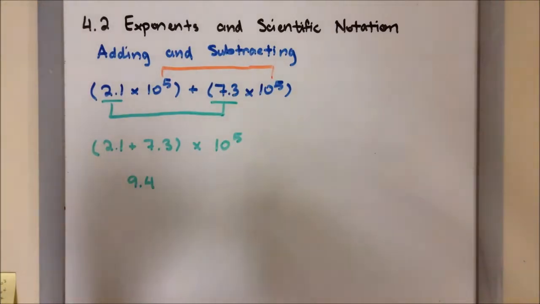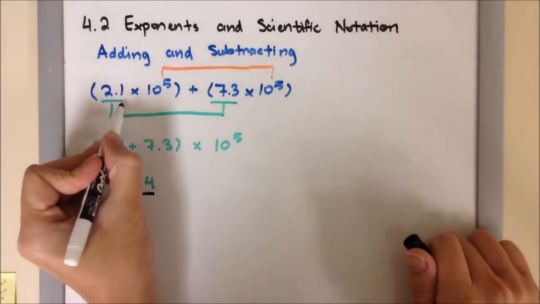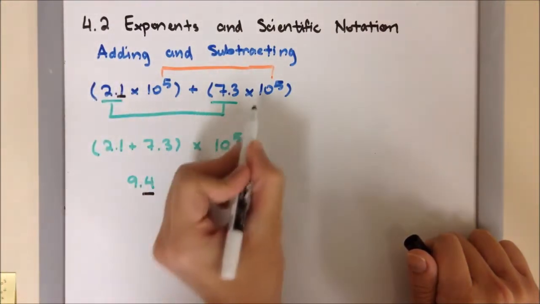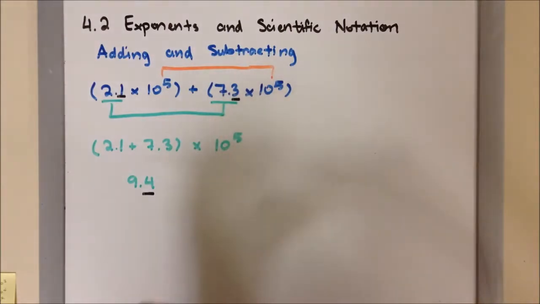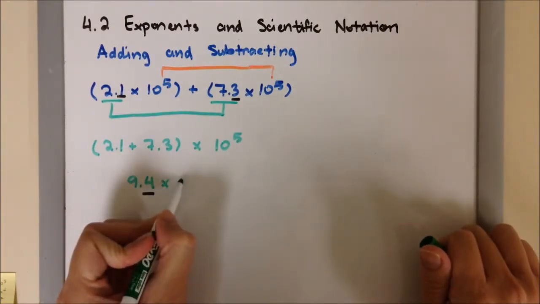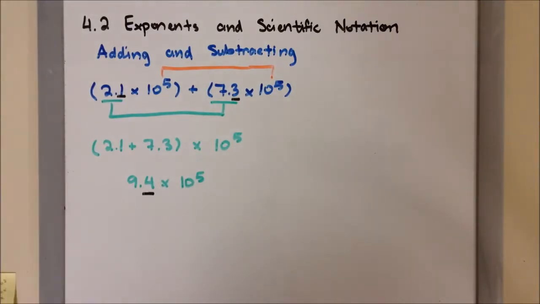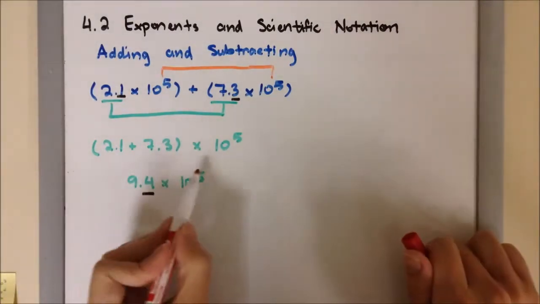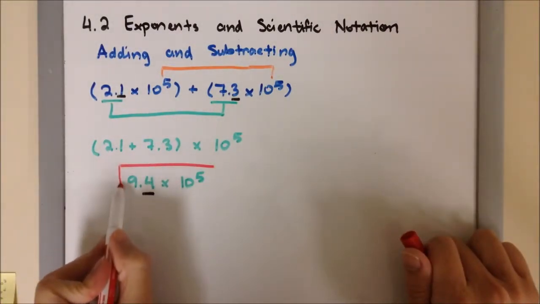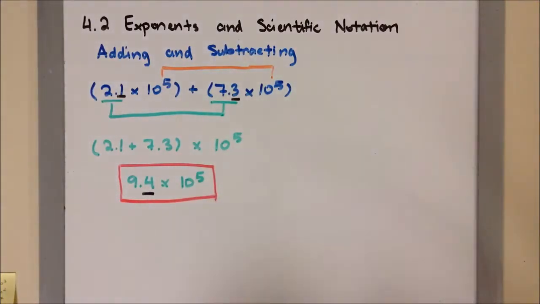And if I look closely, the 9.4 has one decimal place, just like the 2.1 and 7.3, they all have one decimal place. So I'm good with my decimal places for my final answer. And then I bring down the 10 to the fifth, and that will be my final answer. So as simple as that.